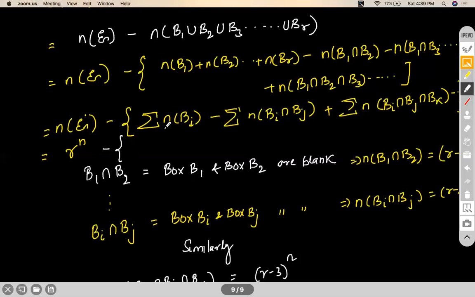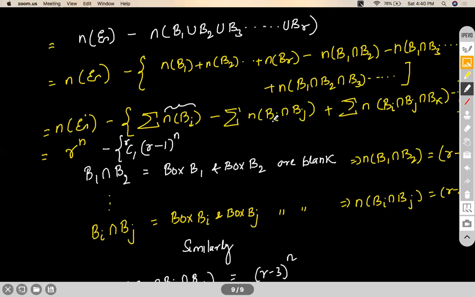Summation n(Bi) is like you are basically adding (r minus 1) to the power n, r times. So you can write it as rC1 (r minus 1) to the power n. That means this term Bi can be chosen from those r boxes in rC1 ways. And if that box is supposed to be empty, then the other boxes can be filled in (r minus 1) to the power n ways. So the one box which you are choosing to be empty can itself be chosen in rC1 ways. That's why rC1 times (r minus 1) to the power n.